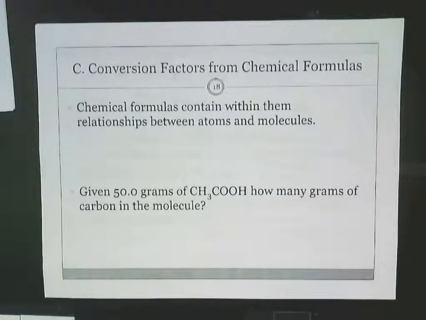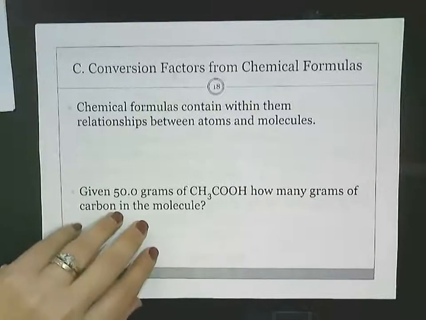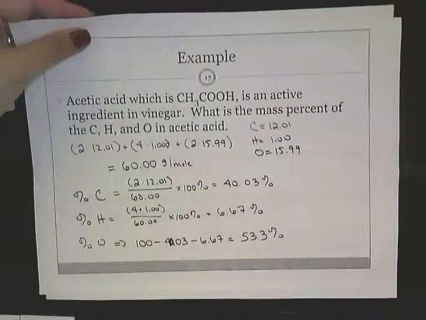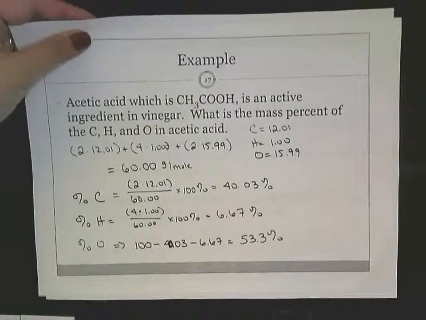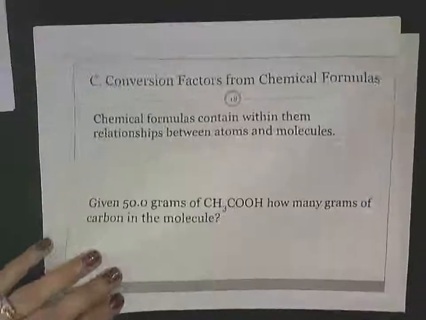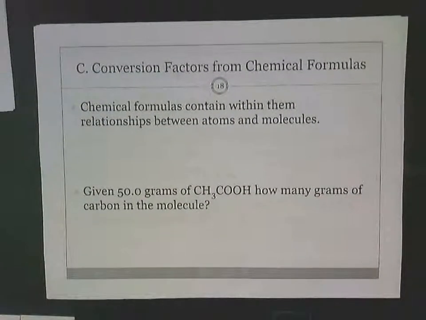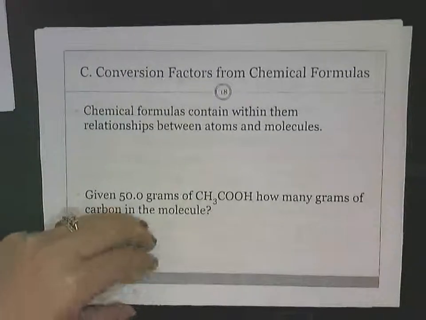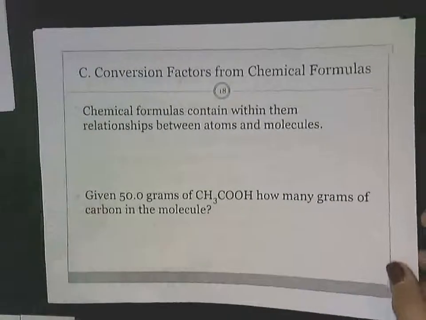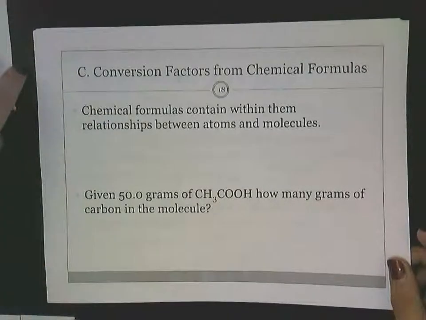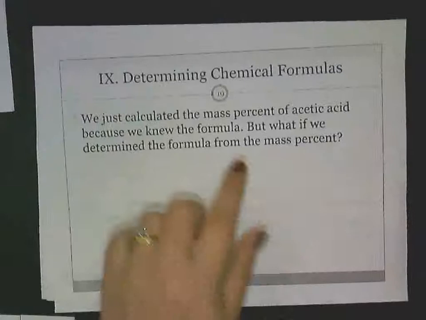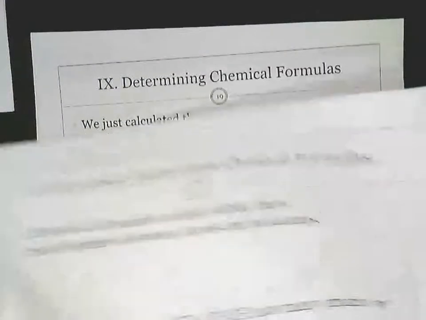All right. So where we left off on Friday is we looked at mass percent in acetic acid, and we figured out the mass percents of carbon, hydrogen, and oxygen in acetic acid. I'm going to come back to this slide. I want to do one other thing, and then it'll make more sense. This double-sided slide thing has messed me up. I want to do determining chemical formulas, and then we'll do conversion factors.